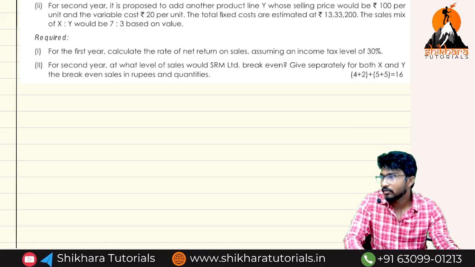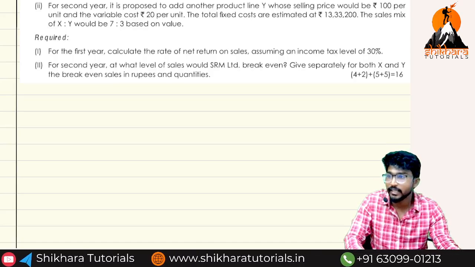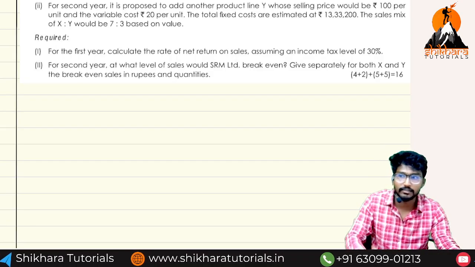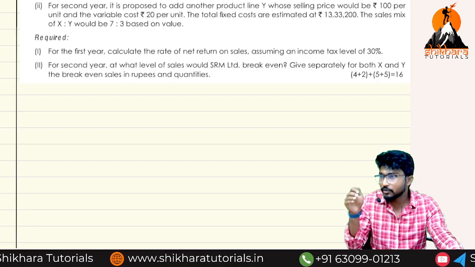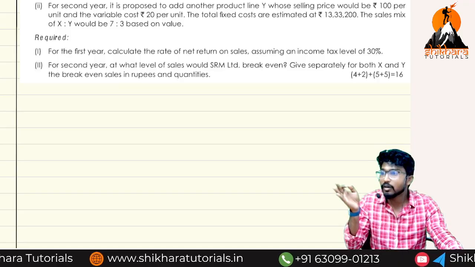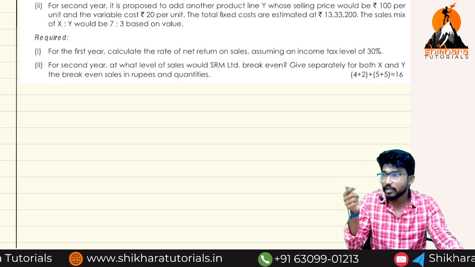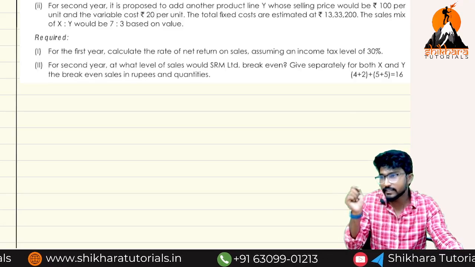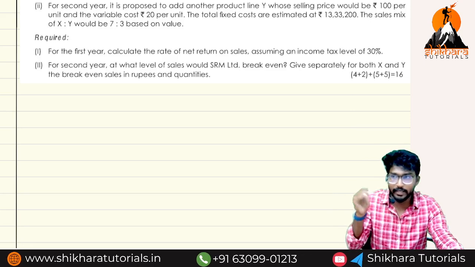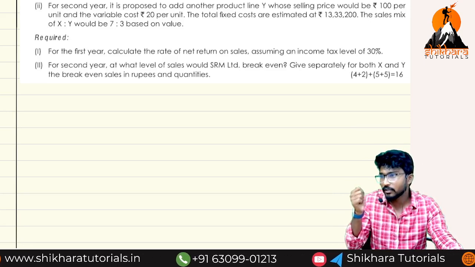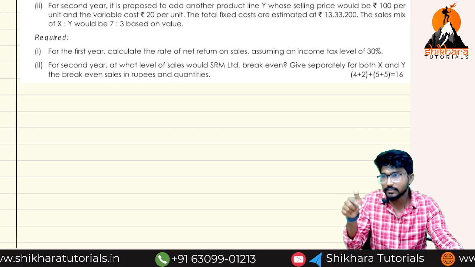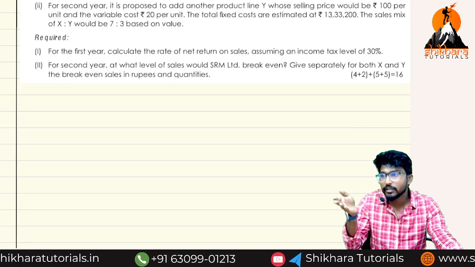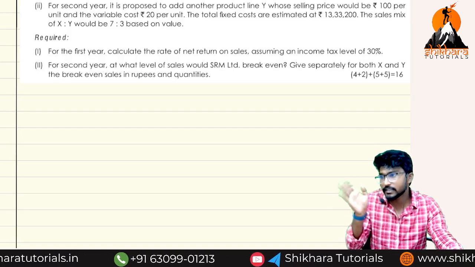Now for the first year, calculate the rate of net return on sales assuming an income tax of 30%. For the first year, what we need to calculate? Net returns. How you will get net returns? Contribution minus fixed cost, you will get gross profit. From gross profit, if you deduct tax portion, you will get the net profit. Net profit divided by sales, you will get net return on sales.